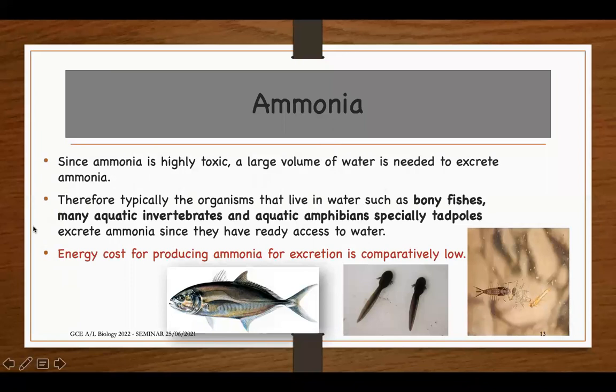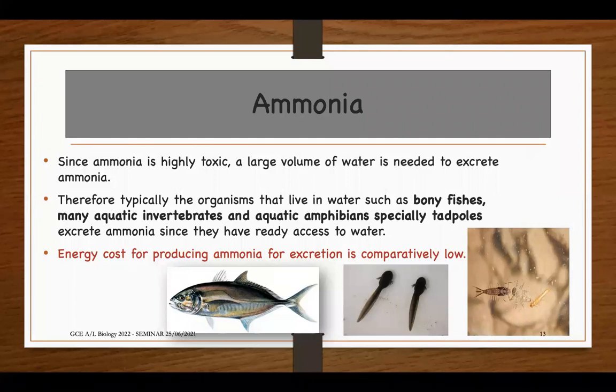You can see images of organisms. I'm sure you all know who these organisms are. Since ammonia is highly toxic, a large volume of water is needed to excrete ammonia. Right? Remember, out of ammonia, urea, and uric acid, ammonia is the highly toxic one. So a large volume of water is needed if you want to excrete ammonia. Therefore, typically organisms that live in water, like bony fishes, many aquatic invertebrates, and aquatic amphibians, especially tadpoles, excrete ammonia since they have ready access to water. So all of these organisms who live in water can excrete ammonia.